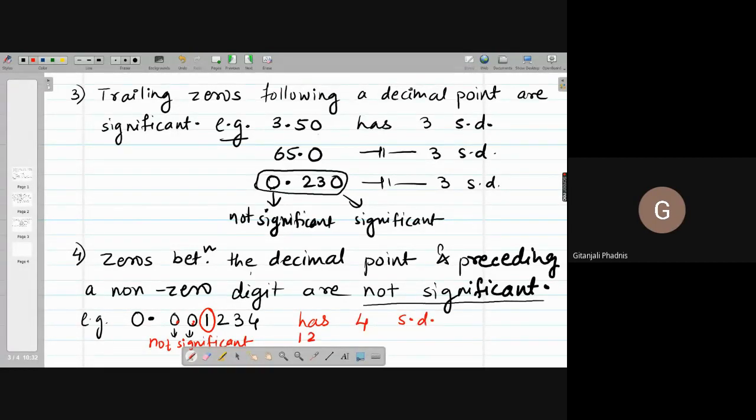This we can rewrite as 1234 into 10 raised to minus 6. So this part is not considered to be significant. Only this part is to be considered as significant. It has only 4 significant digits. Okay?